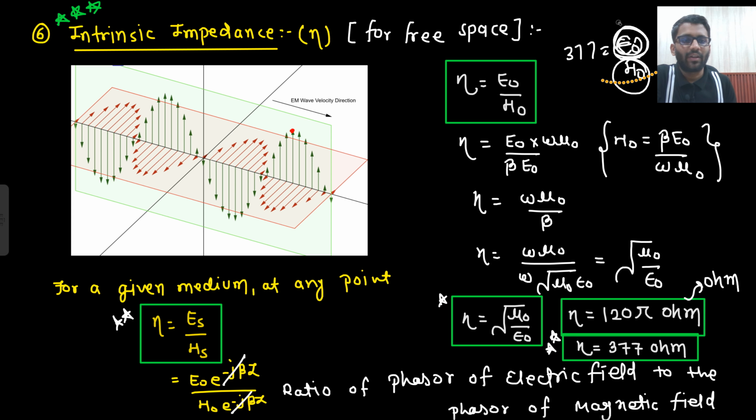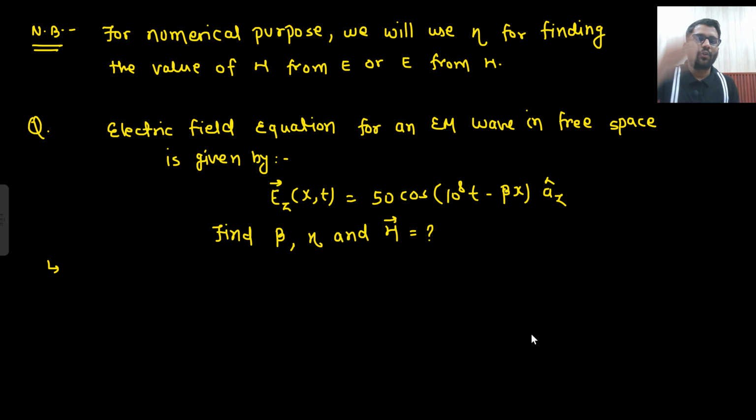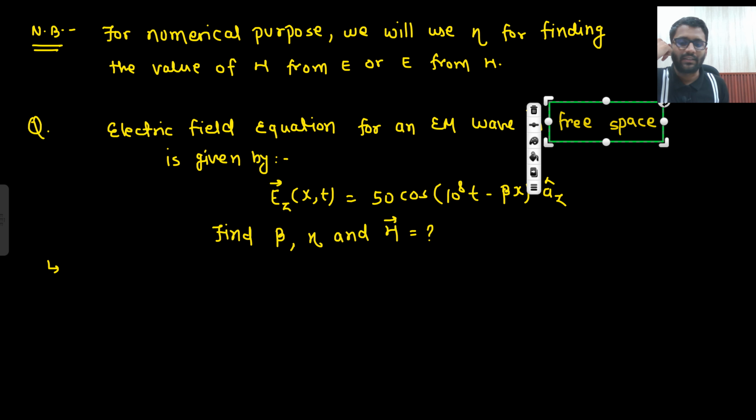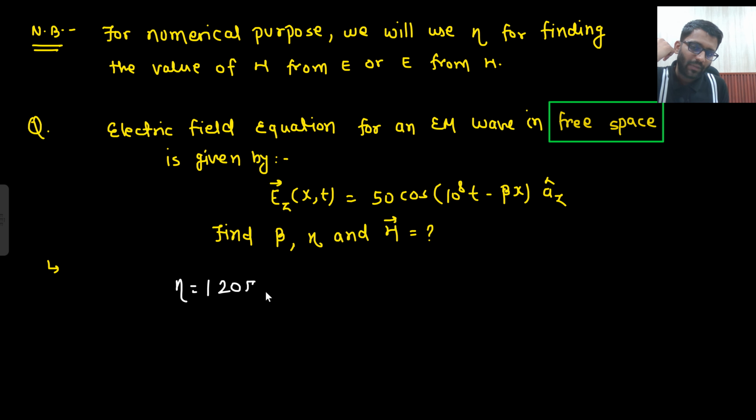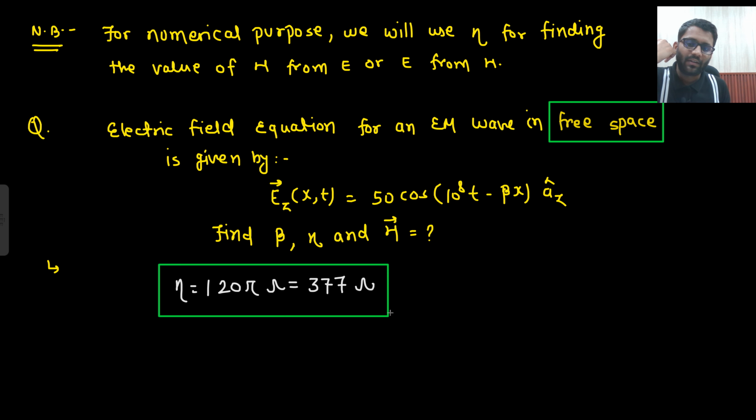So let's solve a numerical based on that. What I have written is that, for numerical purposes, we will use neta for finding the value of H from E or E from H. So here the expression of E is given. You need to find the expression of H. Also you need to find the value of beta and neta as well. So what is given? It is traveling in free space. We have already studied free space analysis. So what is the value of neta for that? Value of neta is 120 pi ohm, or you can say 377 ohm. This is the value of neta.